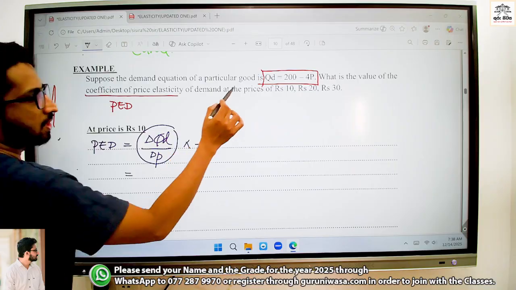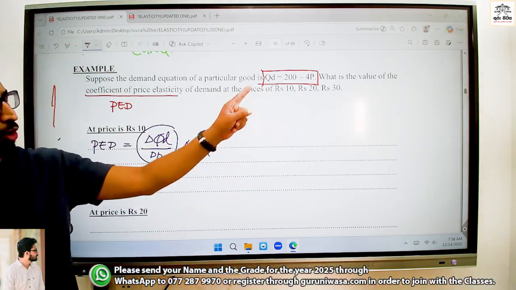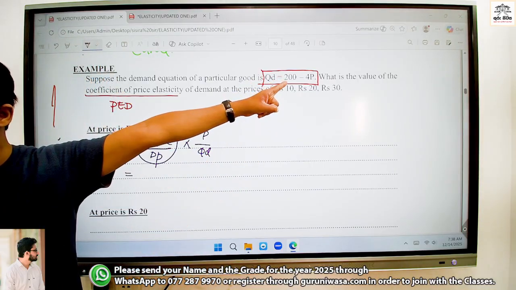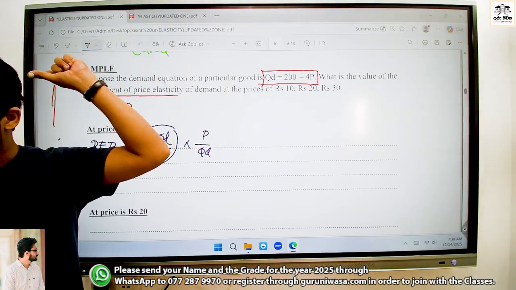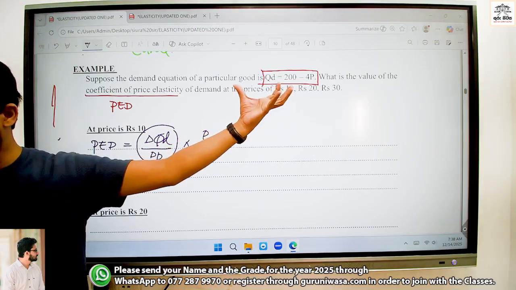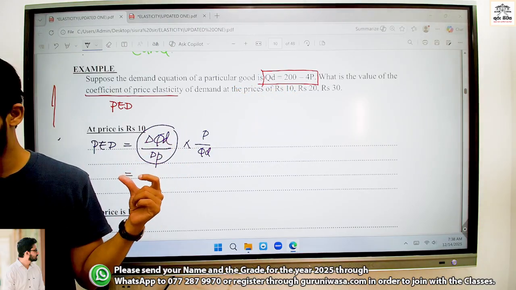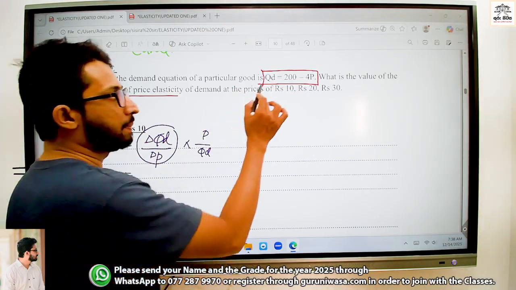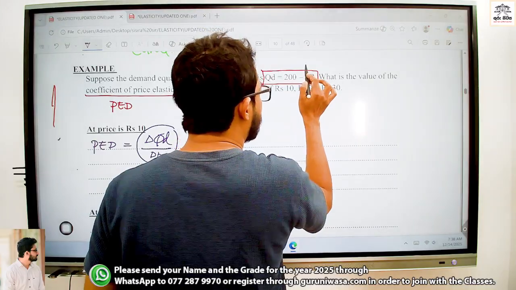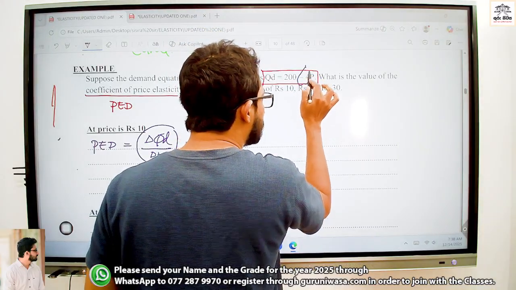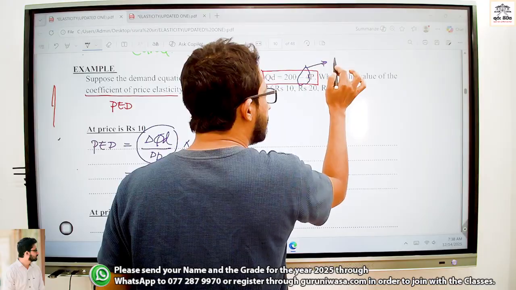So here, this is your demand equation. Can you tell me how much the slope is in this equation? How much is the slope of the demand curve? Minus 4. Minus 4. This part is what we call the slope. This is the slope B of the demand curve.